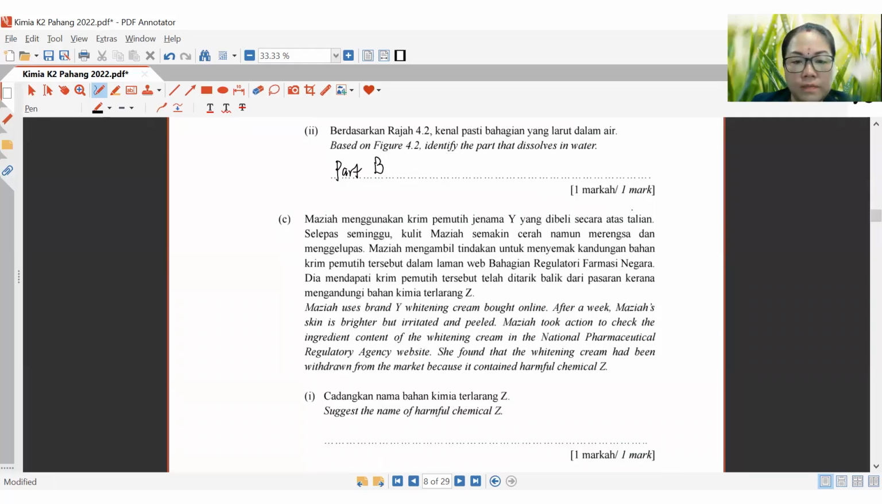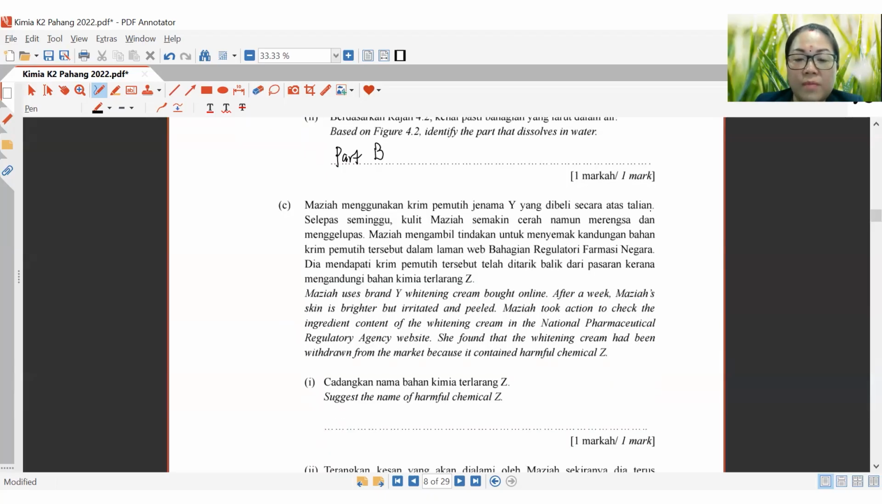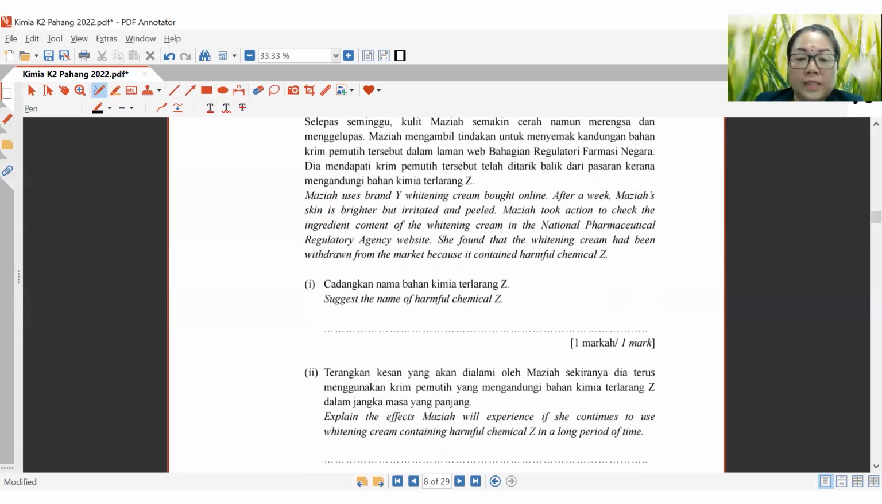Let's look at C. Mazia uses brand Y whitening cream bought online. After a week, Mazia's skin is brighter but irritated and peeled. Mazia took action to check the ingredient content of the whitening cream on the National Pharmaceutical Regulatory Agency website. She found that the whitening cream had been withdrawn from the market because it contained harmful chemical Z. 1. Suggest the name of harmful chemical Z.